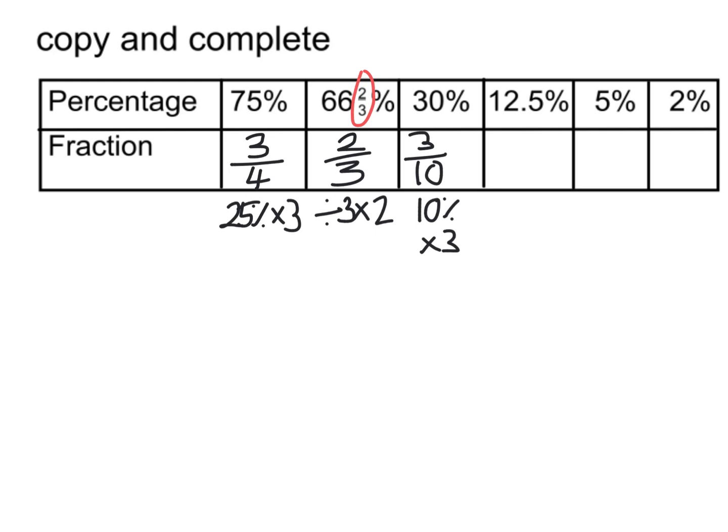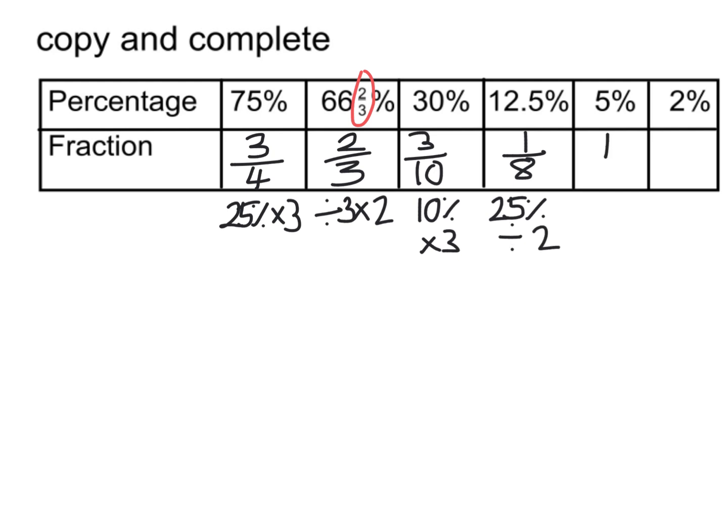12.5% is a weird one. I don't always include this, but I thought I would since it's going on a video and I did a really able class this year. So 12.5% is just half of 25%. So it's actually 1/8. And a lot of people don't always do it by an eighth. They do it by getting 25% and then halving it.